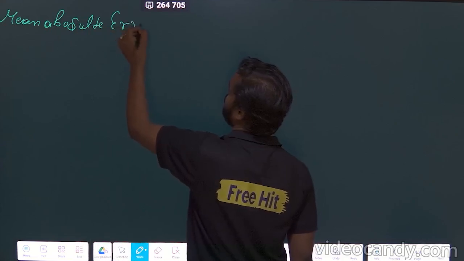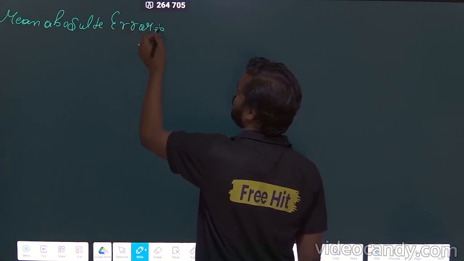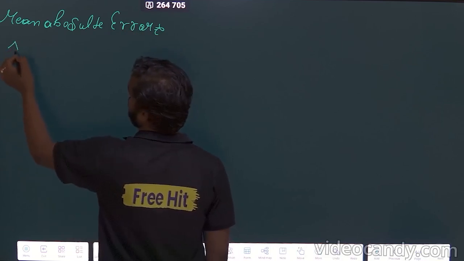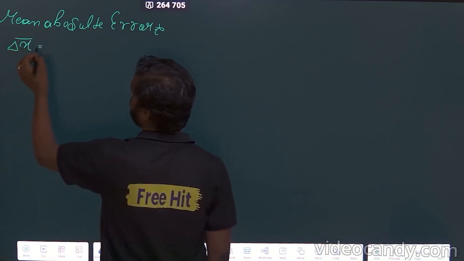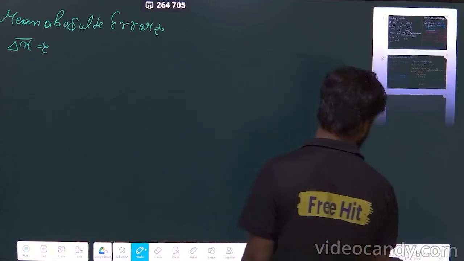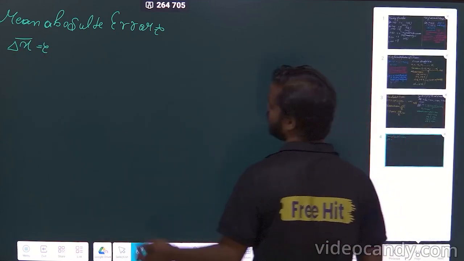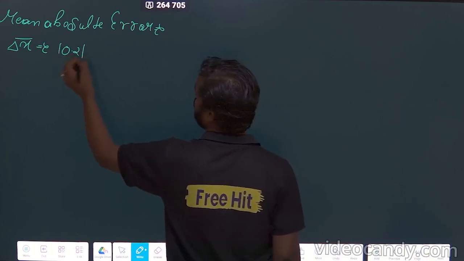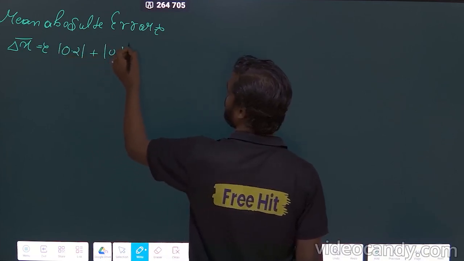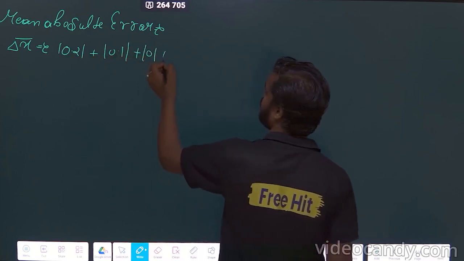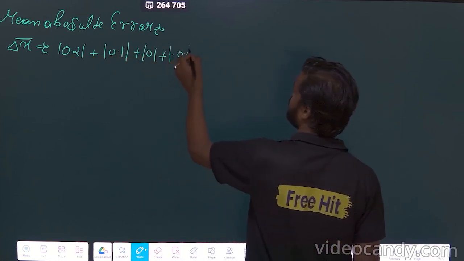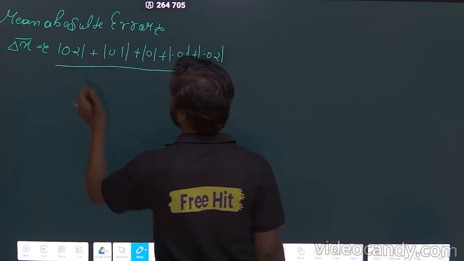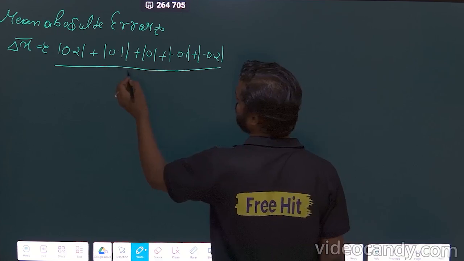So what is my mean absolute error? My mean absolute error, delta x bar, is equal to... you have to take the mod of these values. So it will be mod of 0.2, then mod of 0.1, then mod of 0, then mod of minus 0.1, then mod of minus 0.2, complete divided by how many values are there? So there are 5 values.